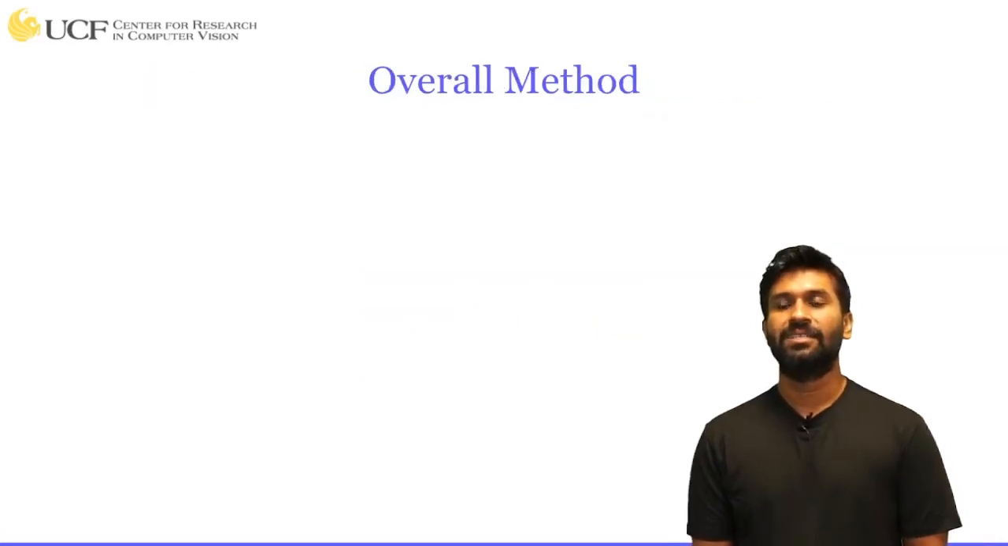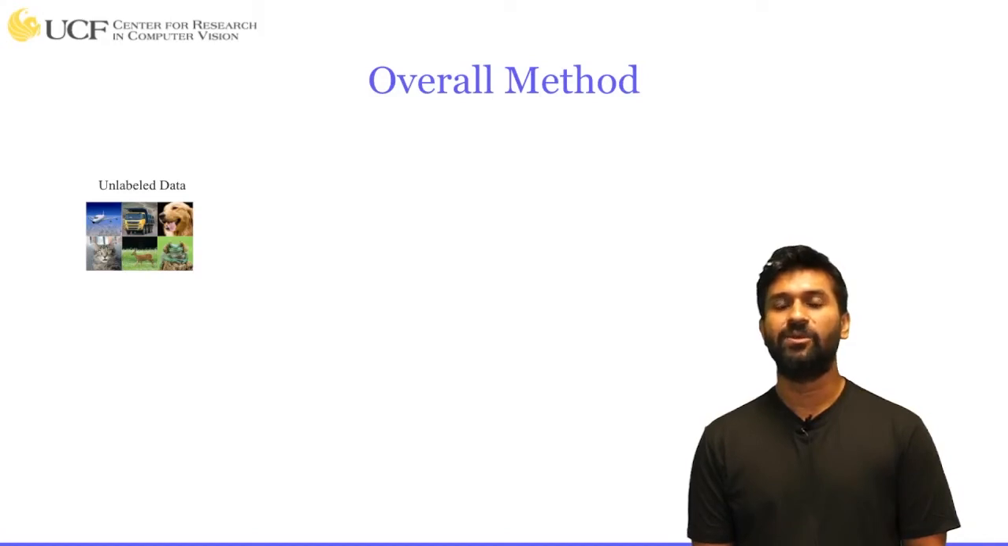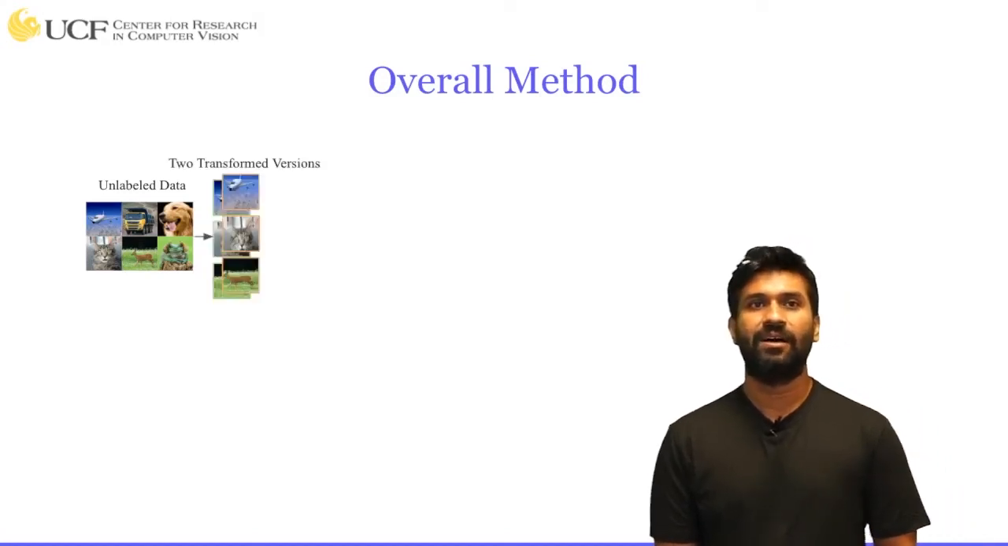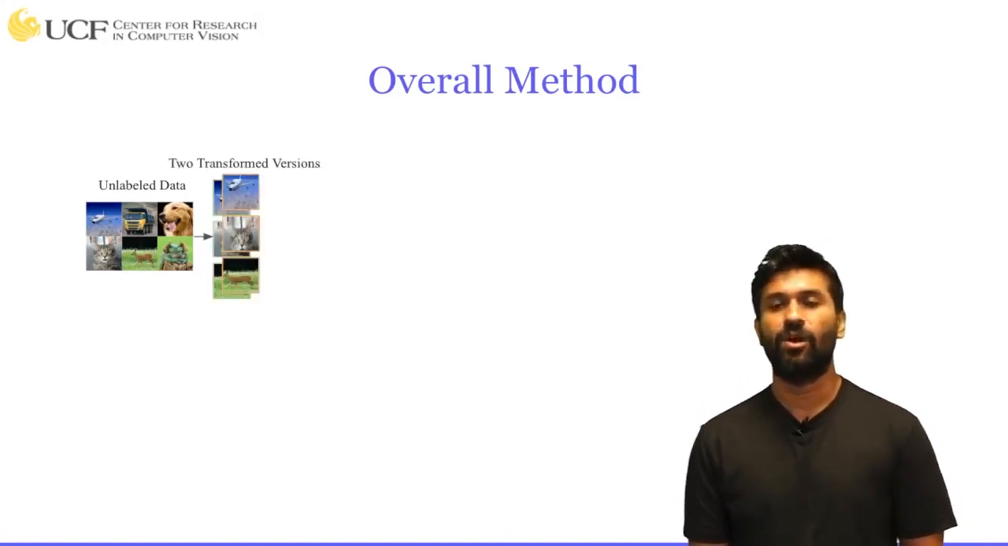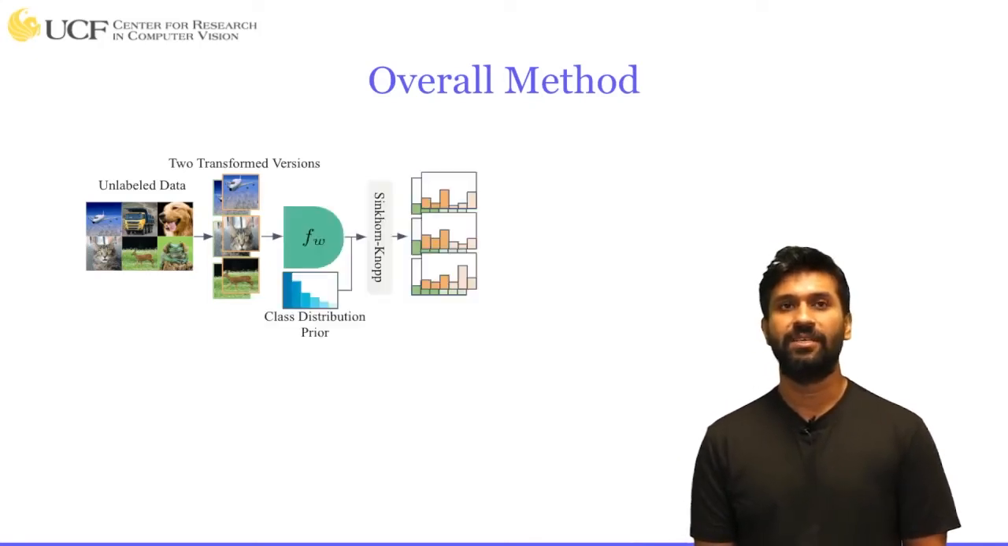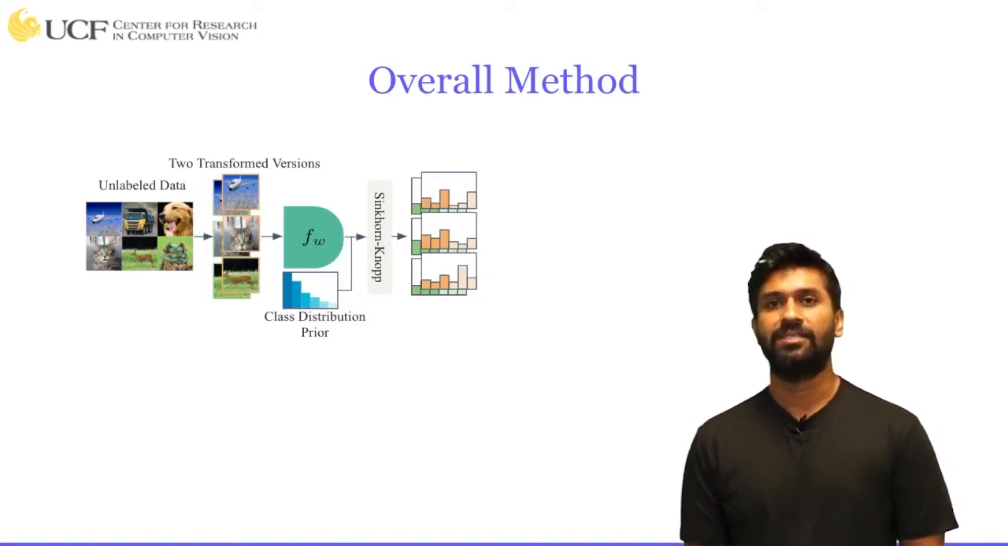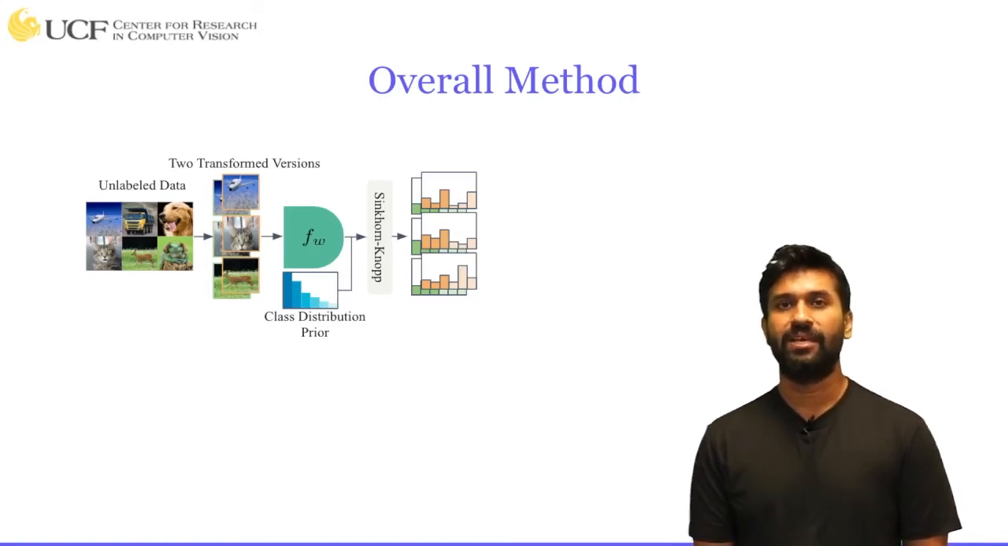And now here is our overall method. Given some access to the unlabeled data, we want to generate pseudo-labels for them. So for that, we first create two augmented versions of those unlabeled data. Then we pass both of the augmented versions through our neural network, and using the class distribution prior and the Sinkhorn-Knopp algorithm, we get the initial pseudo-labels from them.